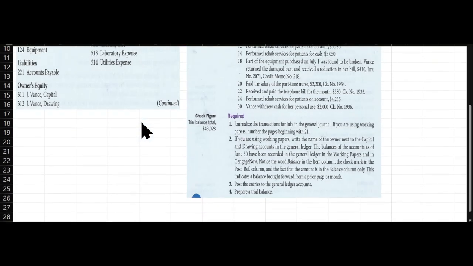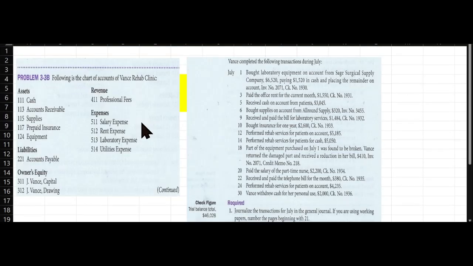As we have done in previous lessons, we select a problem that is going to be used to illustrate the concepts. So in this one, we're looking at problem 3.3b, which means, again, you have been assigned 3.3a. We have our chart of accounts.